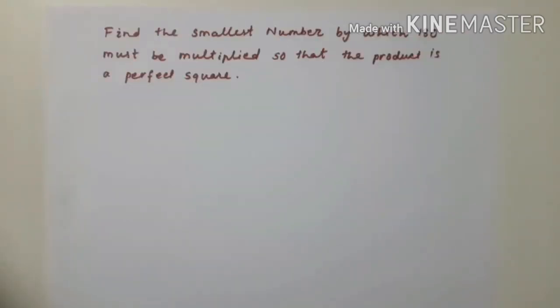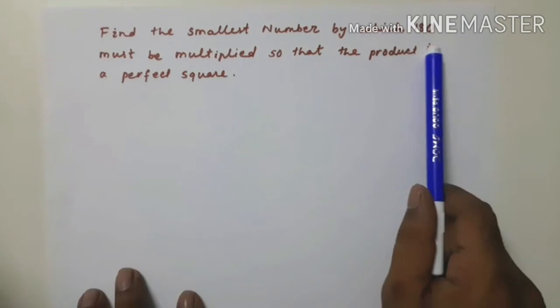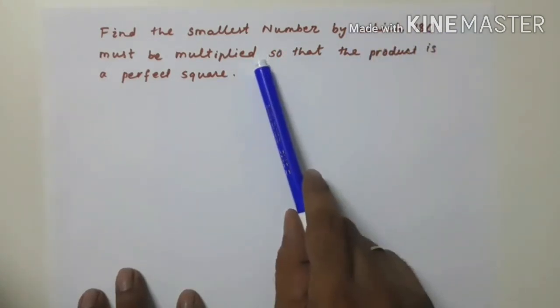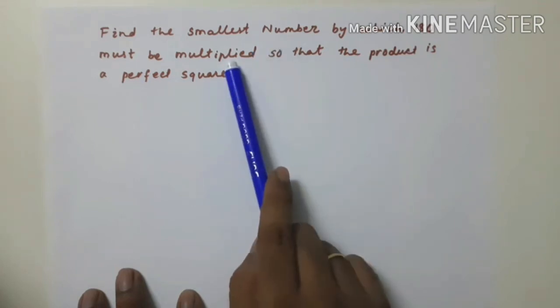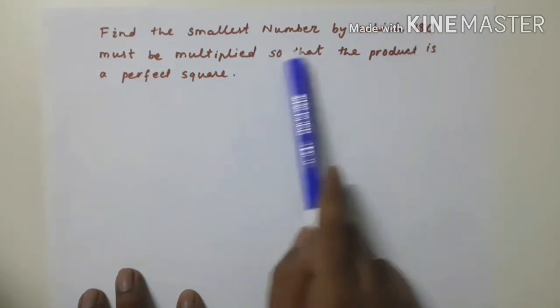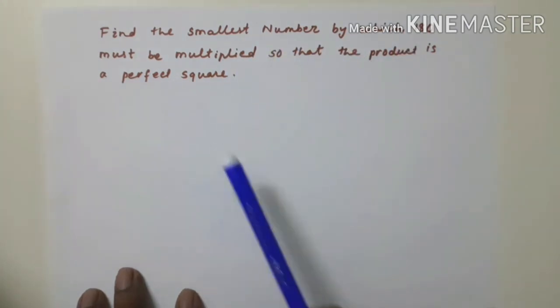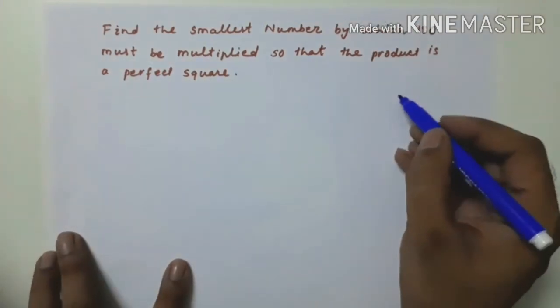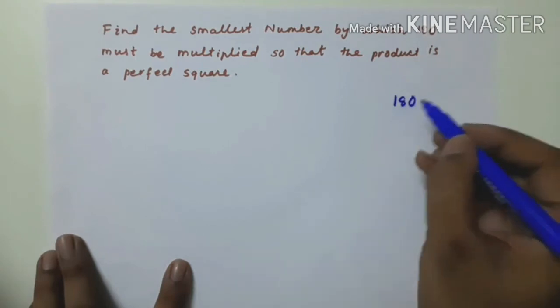Let's take this question. We have to find the smallest number by which 180 must be multiplied so that the product is a perfect square. Now, as per the question, we can understand that this number 180 is not a perfect square. So, to 180, what we should multiply? What should be the smallest number that we should multiply so that their product is a perfect square? So, for that, first we will prime factorize 180. So let's factorize first 180.